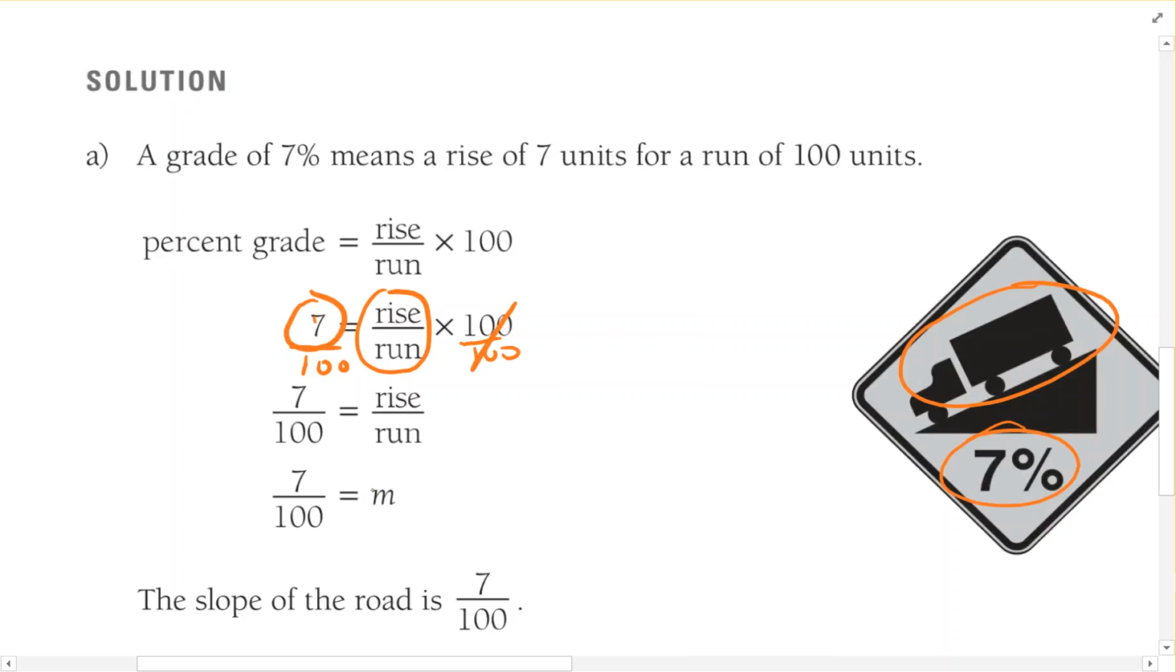The other way to think about it, though, is that with a 7% grade, you could always just remember that that's kind of referring to what the rise is going to be. That 7 just means that the rise is going to be 7, and the run is always going to be 100 when we're talking about percent grade. So when you're doing these, just always think about the run as being 100, and then whatever this number was, that's what your side value is. And then just look at that and say, okay, well, rise over run, that's 7 over 100.